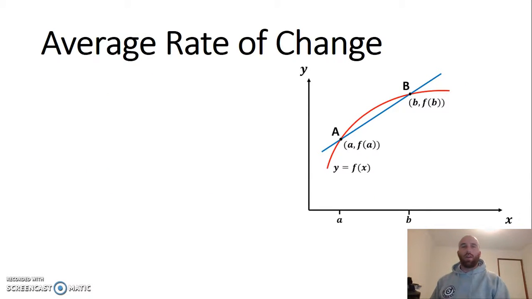So for the average rate of change, we have a graph here. What we've got is points A and B. Our red line is our actual graph, that's our y equals f of x. The blue line is what we do to connect it, to try and find our average rate of change.